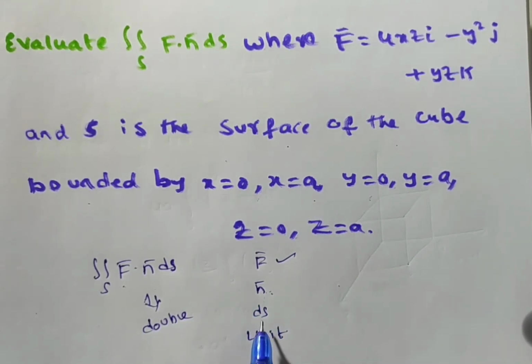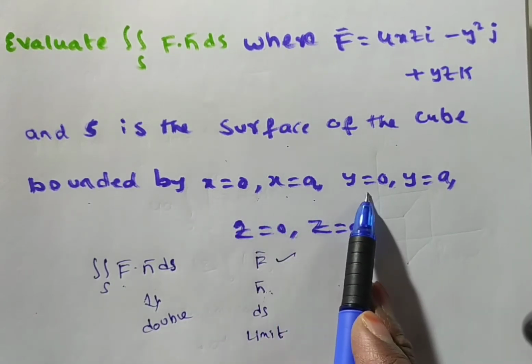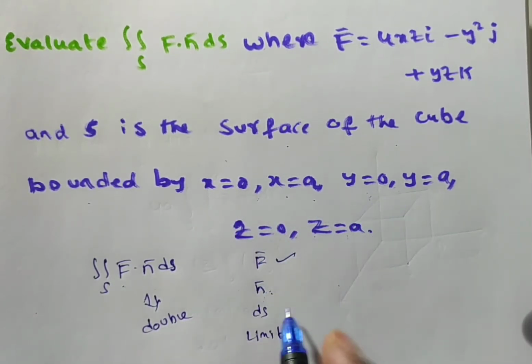And dS is nothing but what? The projection on the xy plane, yz plane or zx plane, which we need to find here. Next, the limits. Are the limits given here? x equal to 0, x equal to a, y equal to 0, y equal to a, z equal to 0, z equal to a. So we know these, and the remaining we need to find out.